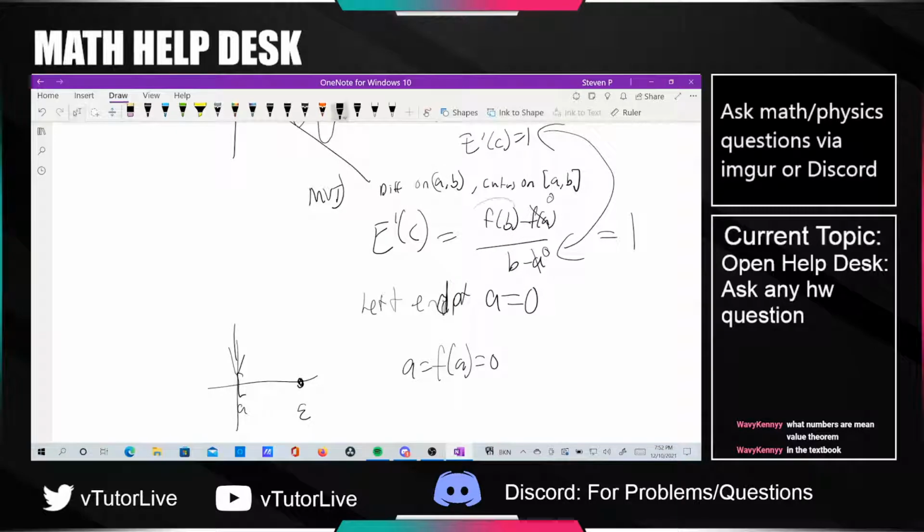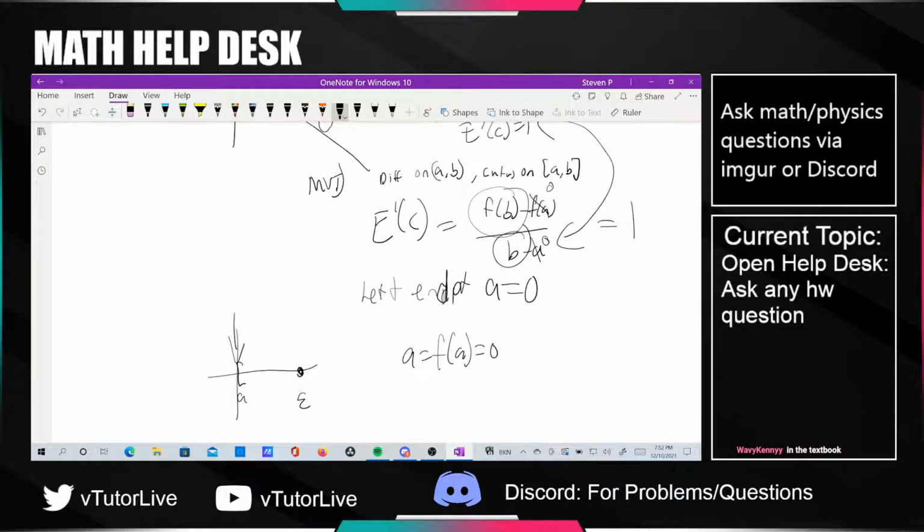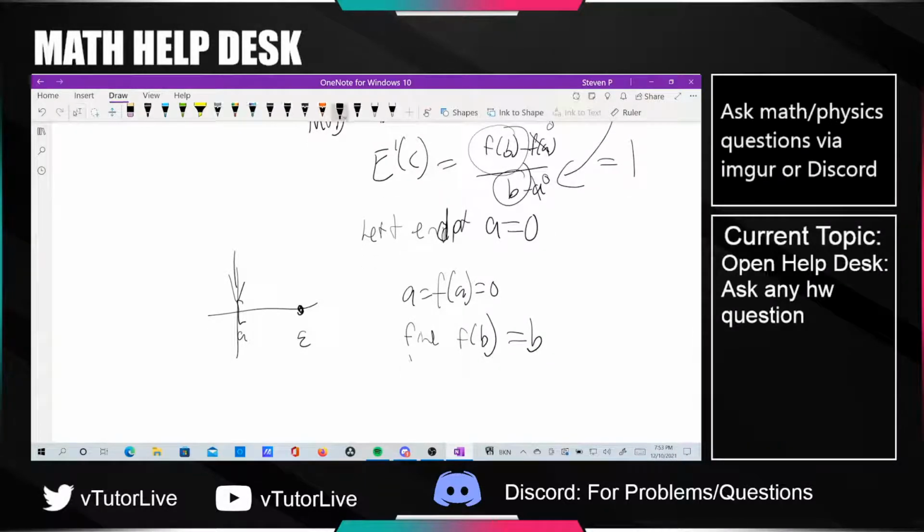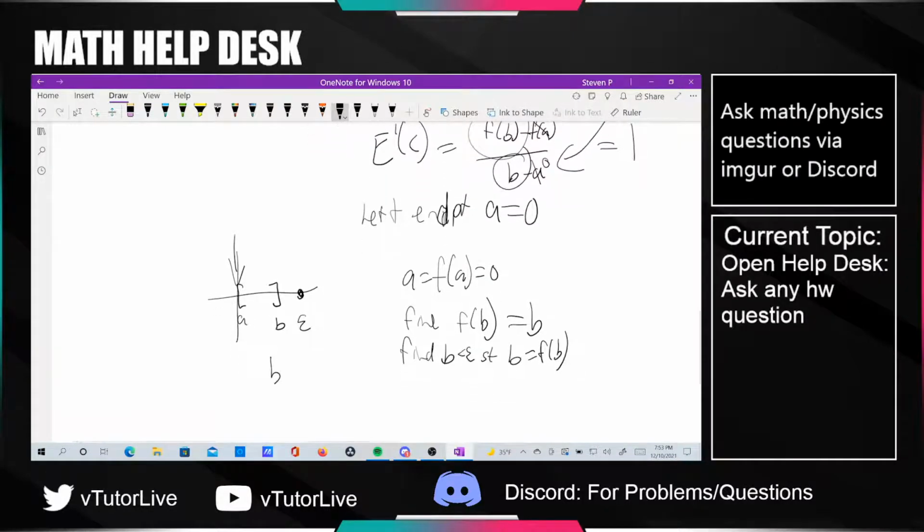So basically the idea here is we're trying to find an f(b) and b that are equal to each other. So we want to find f(b) equal to b, right? We want to find a b such that b is equal to f(b) and also b is less than epsilon. So we want to prove that you can always find some b that serves as your right endpoint, less than epsilon, such that b is equal to f(b).